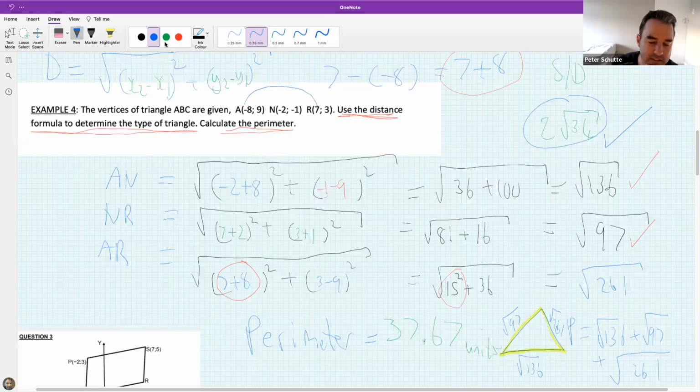And what everyone can see is that this would be a scalene triangle because all the sides are a different length. And so if you had found 2 of the sides were equal, it would have been isosceles. If 3 had been equal, it would have been equilateral.